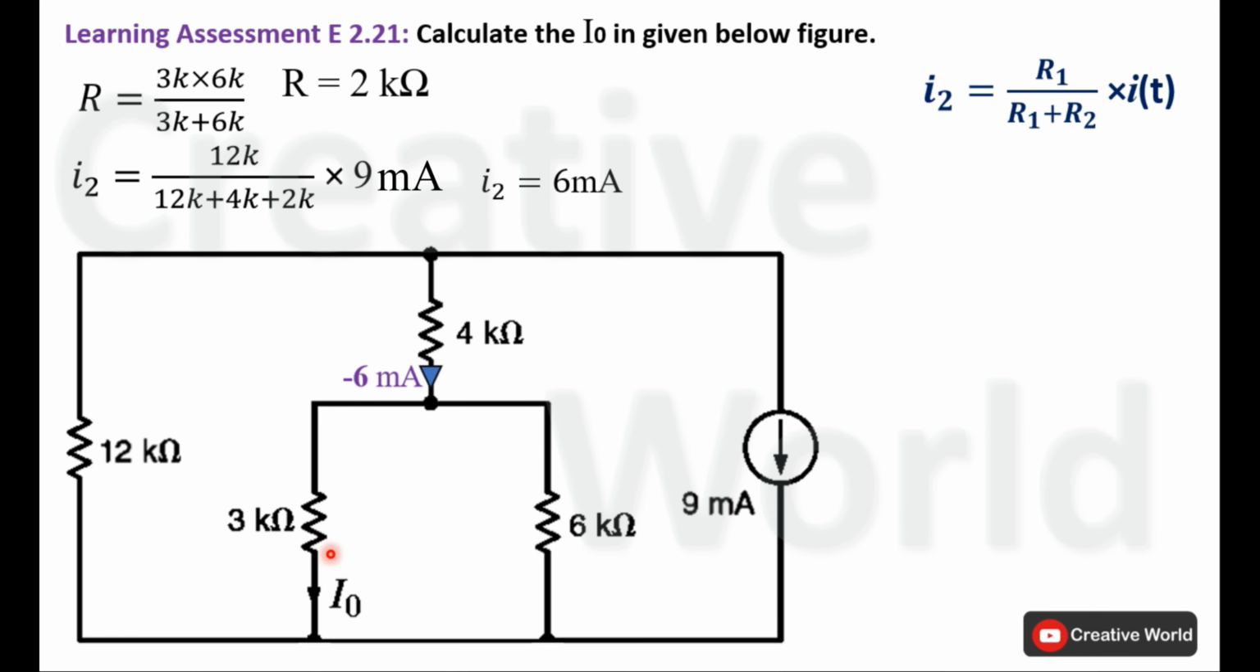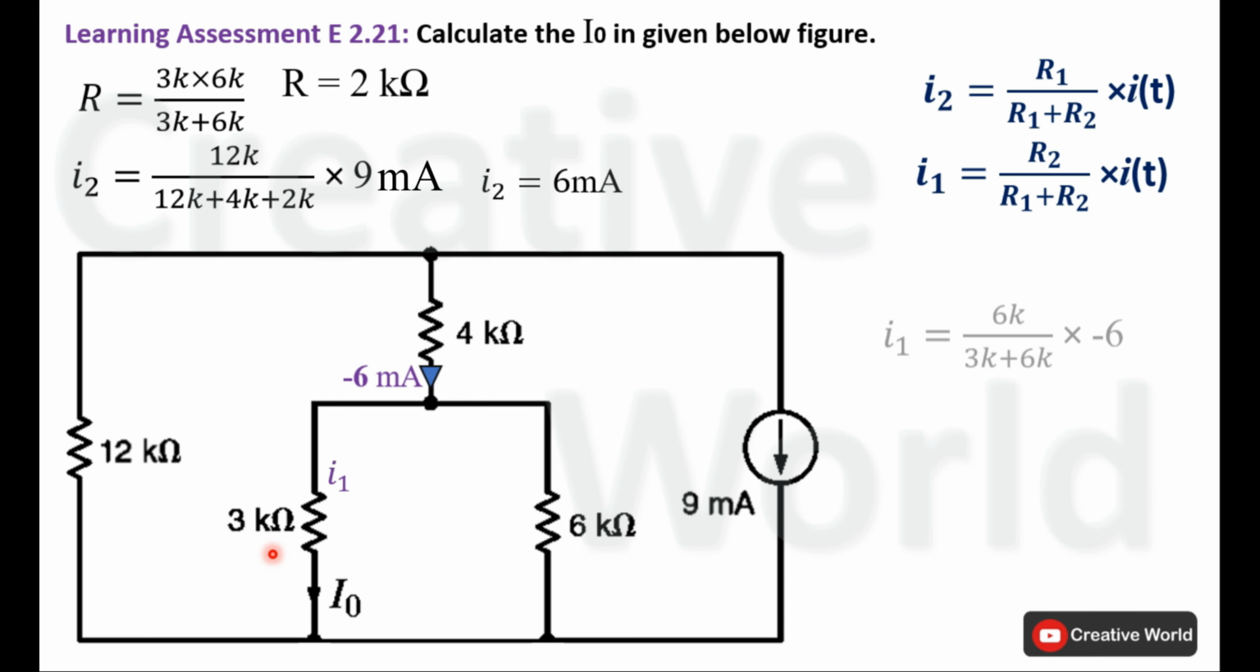First label the current of this branch as I1. Use the current divider rule to calculate the value of I1. Formula for the calculation of I1 using the current divider rule is given here. I1 equal to R2 divided by R1 plus R2 multiplied by total current. In this case, the total current is minus 6 milliampere that is entering this node and distributing among these two branches. R2 will be 6 kilo ohm and R1 will be 3 kilo ohm.